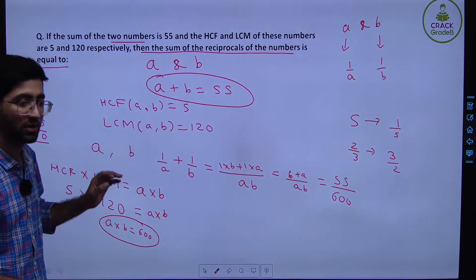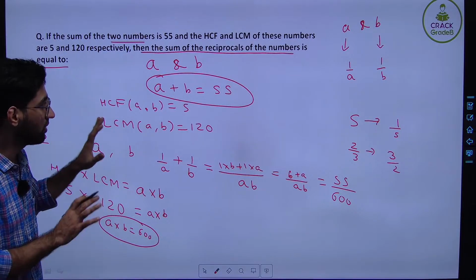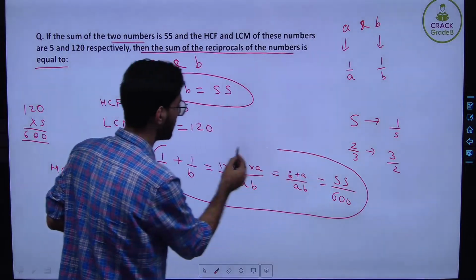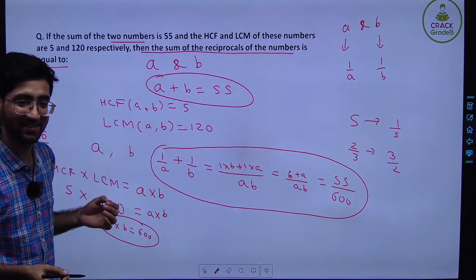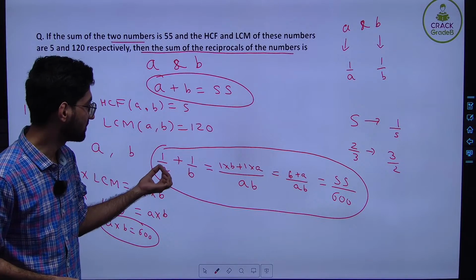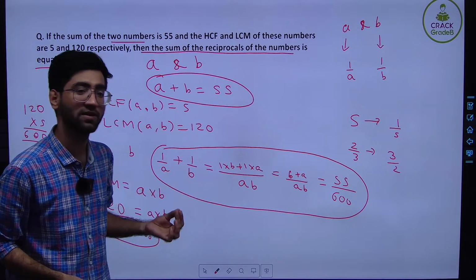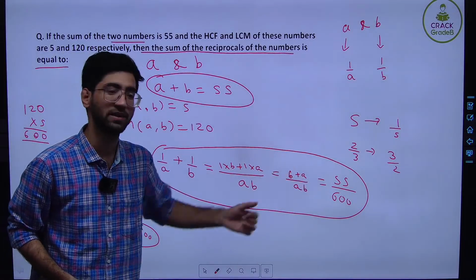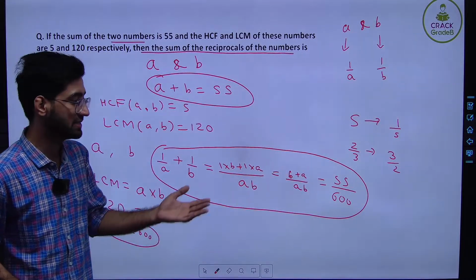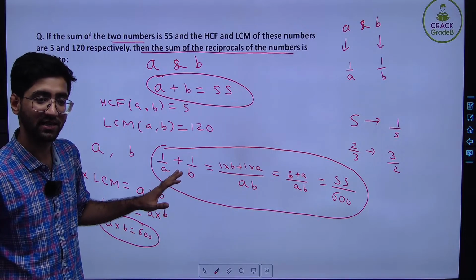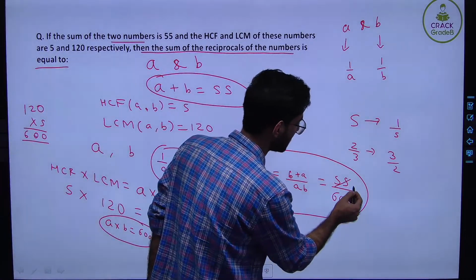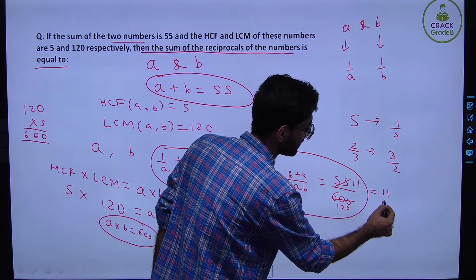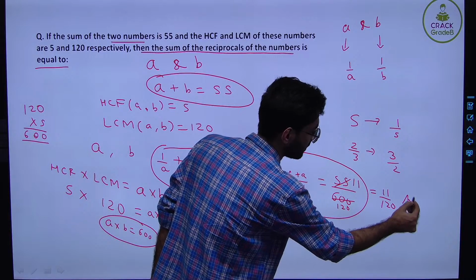Don't worry if you are not able to solve it. The main goal of this question was to teach you something about reciprocals, and something about finding the LCM of A and B. So 1 by A plus 1 by B will be A plus B divided by AB, right? 55 by 600. Are you able to get this thing? You can simplify it, 5 into 11 and 5 into 120. So 11 by 120 will be the answer.